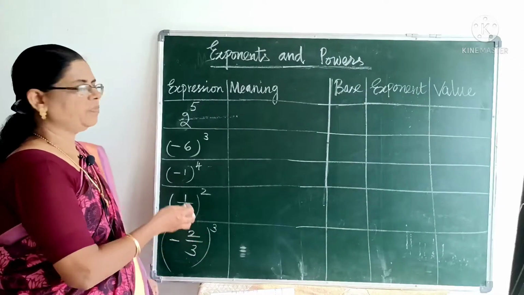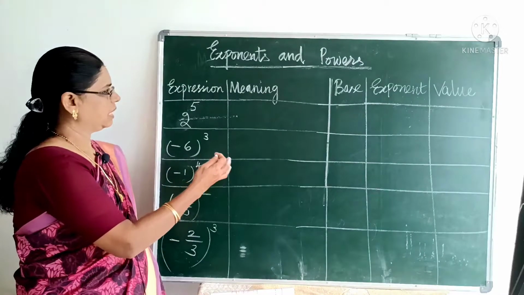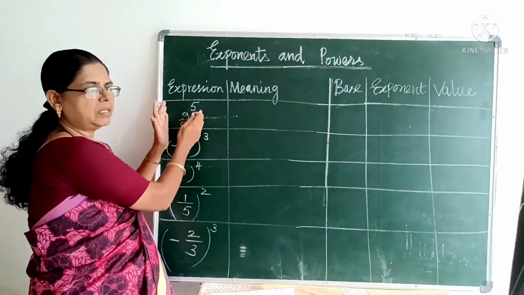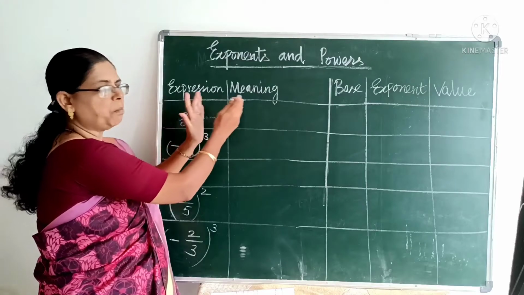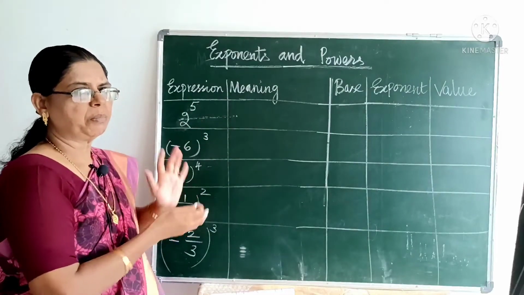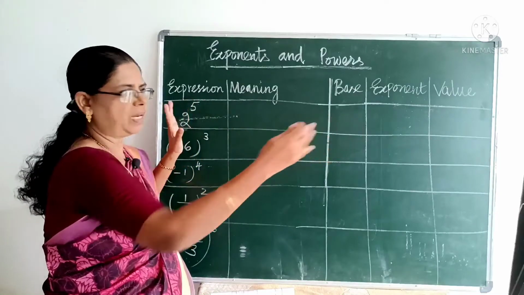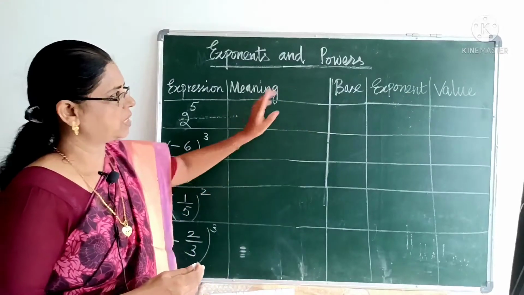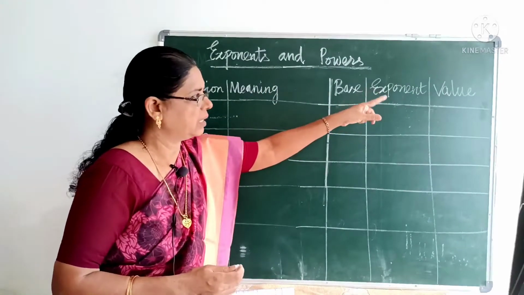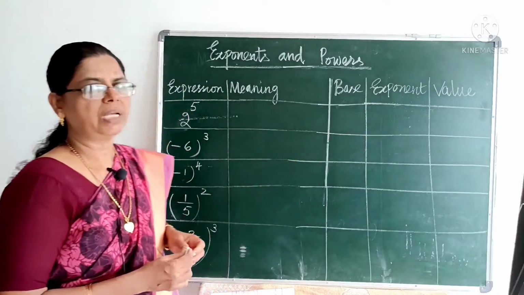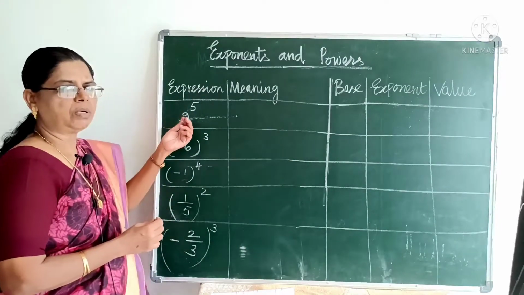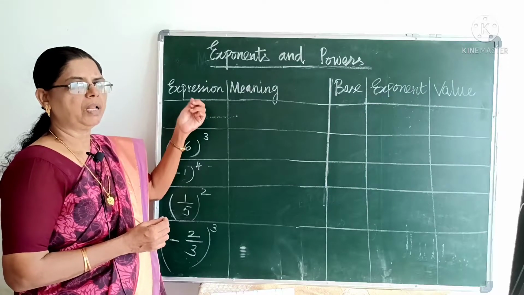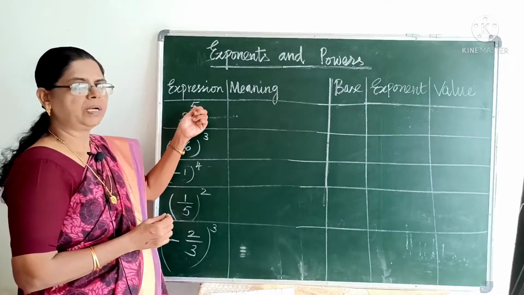Okay, now we will learn a few more examples. See, an expression is given. We are going to write the meaning of that expression. Meaning of that expression means in expanded form. And then let us find out the base of that expression, then exponent, and then lastly we are going to find out the value also. So, how will you read this one? 2 to the power 5, or you can simply say 2 power 5.